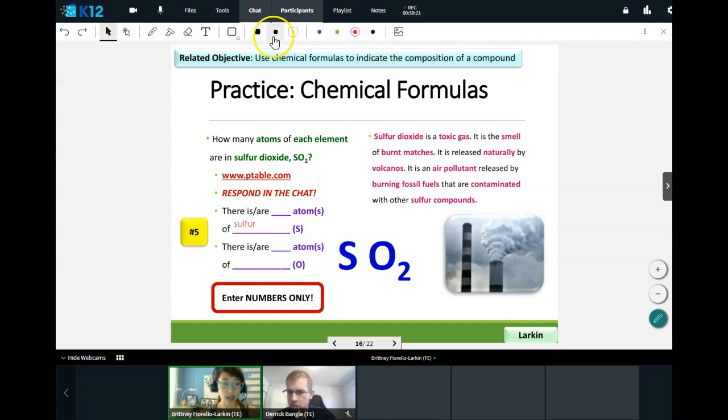And O is oxygen. And now we need to figure out how many of each are in here. So taking a look here, we need to look at the subscripts after the abbreviations. Again, here we only have single letter abbreviations, so looking after the single S, there is a blank, and blanks mean what?